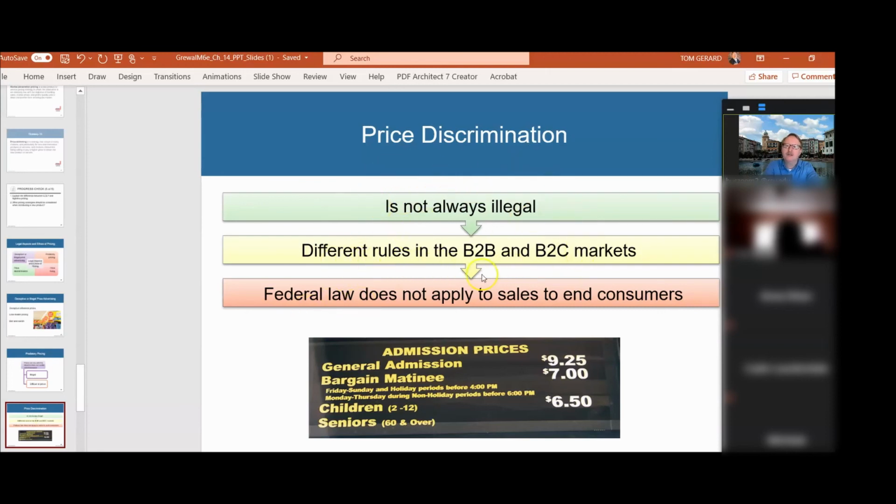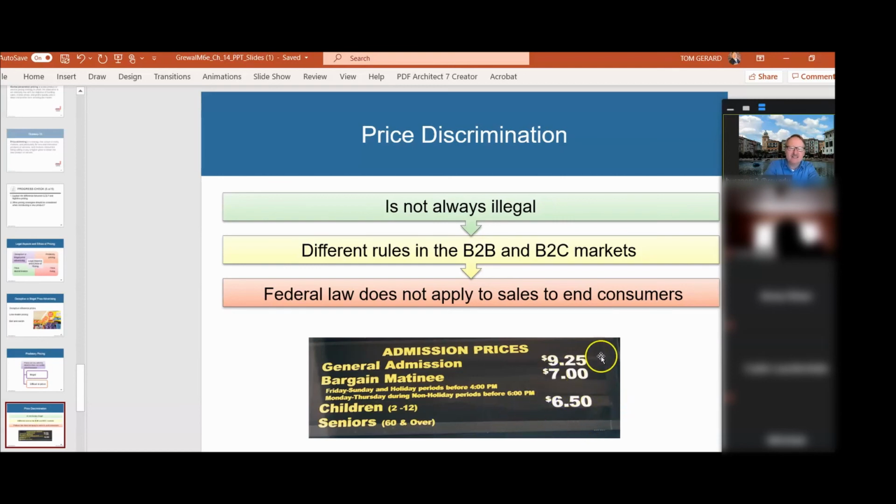But now, think about this one. Is this discrimination? General admission. This is ordinary people, bargain matinee, children, senior citizens. This is really discrimination. The children and the old people, I don't say old, 60s young. 60s very young. But I want the discount. I'm not 60 yet, but I'm pretty close. I can get the discount, and I want it, right?